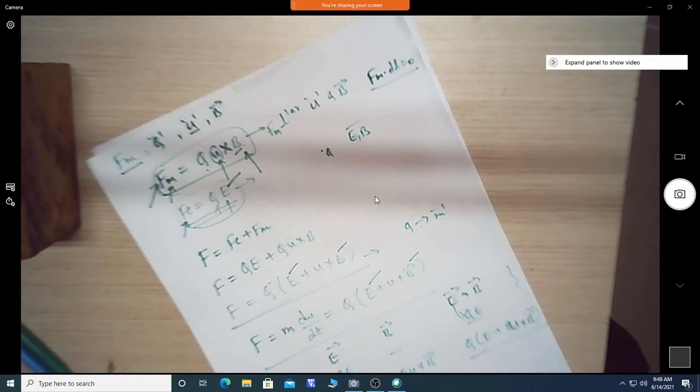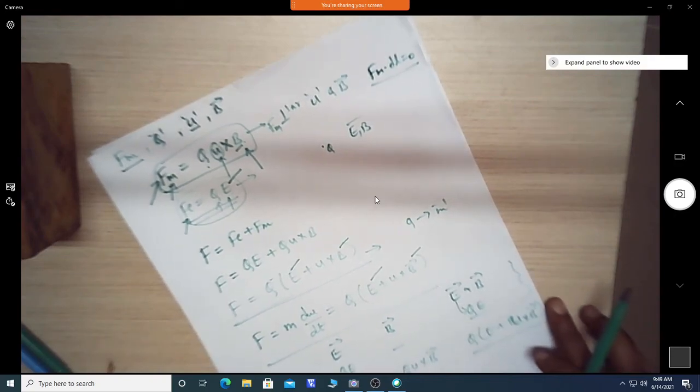We will see the force on a current element in the next class. So we will stop here.